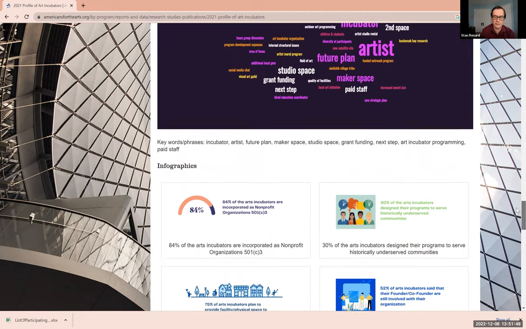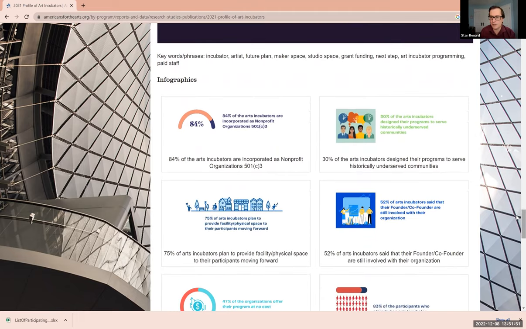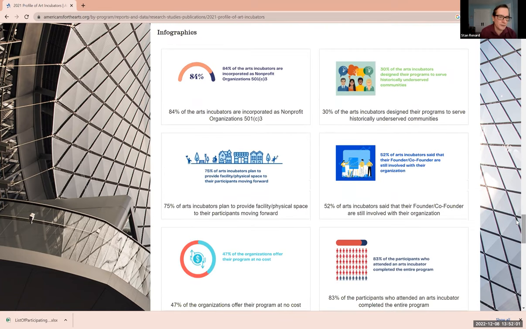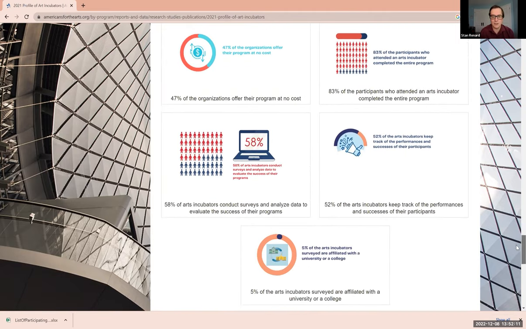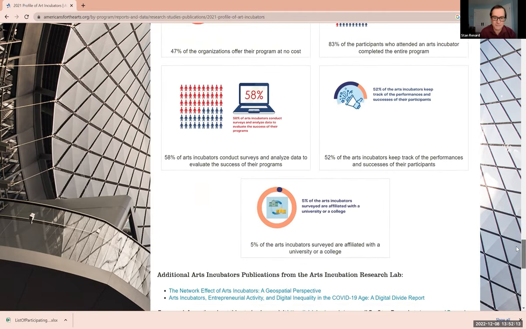You also had access in this page to the 2021 Profile of Arts Incubators by Americans for the Arts. You have several of the infographics that you saw throughout this presentation, but you have others, and you're welcome to click on them and download them and use them for your own purpose. We wanted to give you some options here.